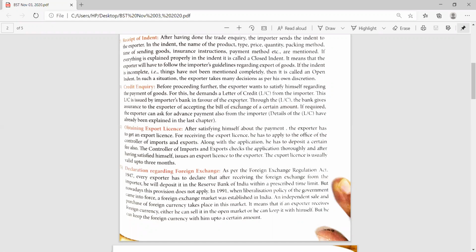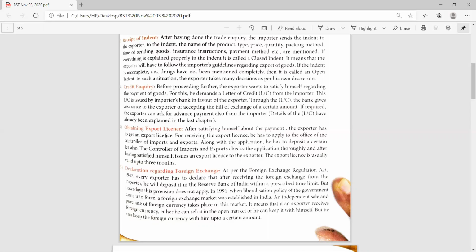You may get a 1 mark question: who issues the letter of credit to the exporter? Please underline this point: the importer's bank issues the letter of credit in favor of the exporter. So the letter of credit gives assurance that the exporter can ask for advance payment also from the importer. The details of the letter of credit we did in the previous chapter. You know very well what a letter of credit is.